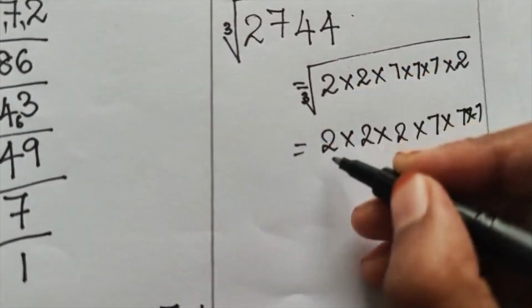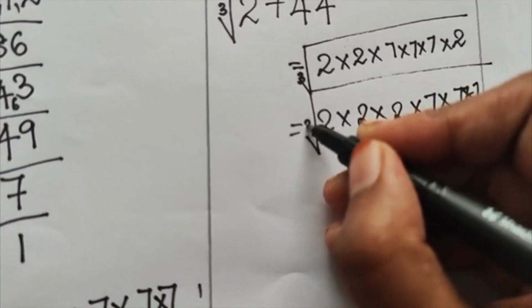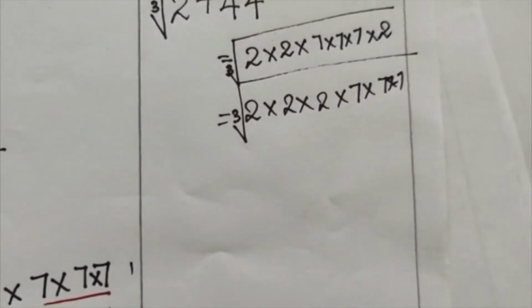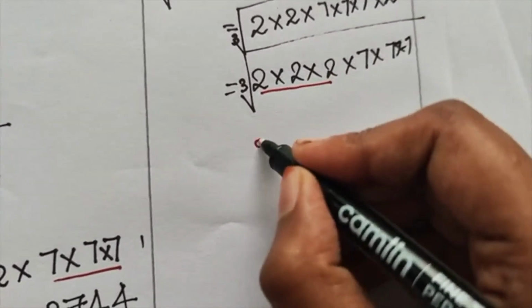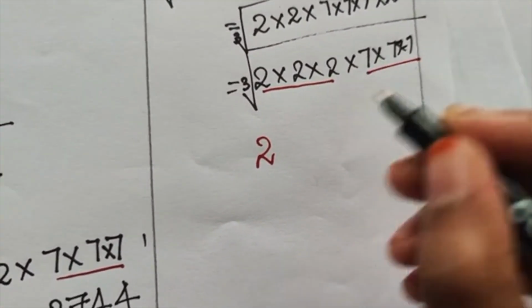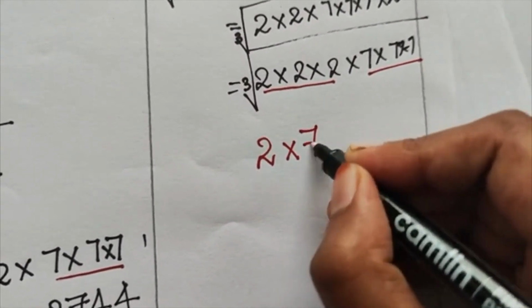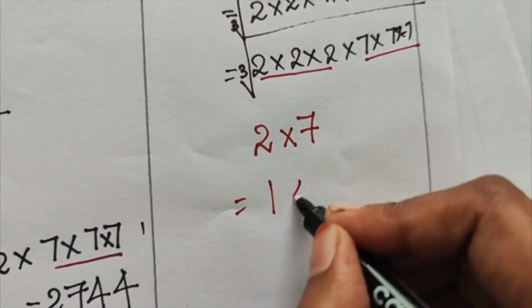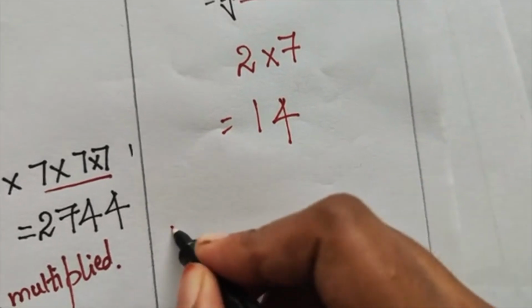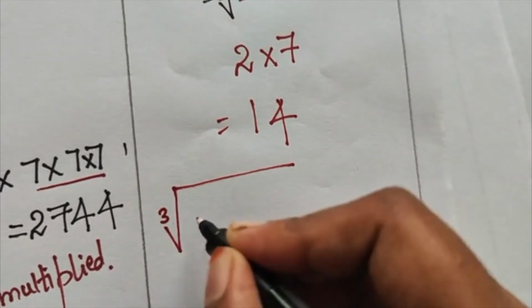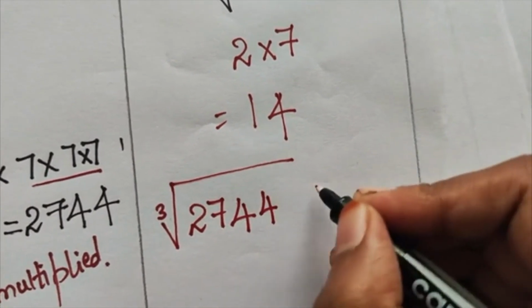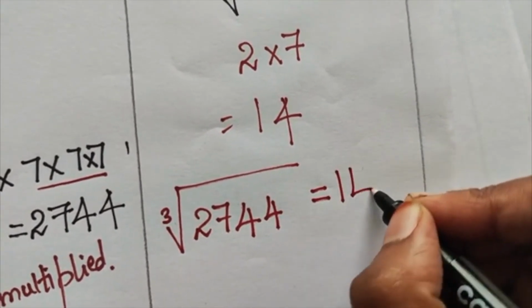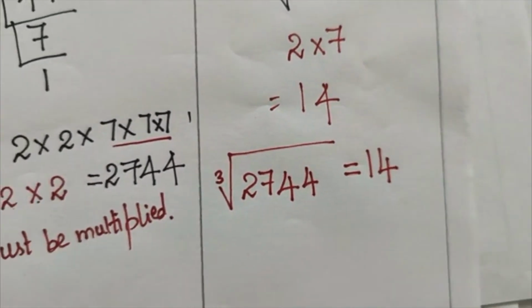Let's take the cube root of this one. So from a cube root, we can take only one number from each triplet. From this triplet, I can take one number. From this triplet, I can take one number. 2 7s are 14, which is nothing but the cube root of 2744 is equal to 14. So this is the answer.